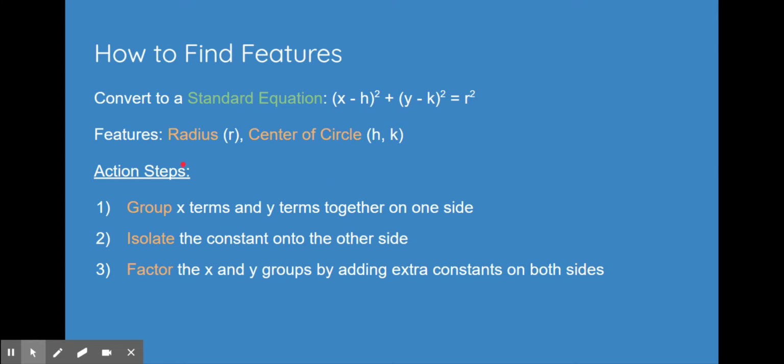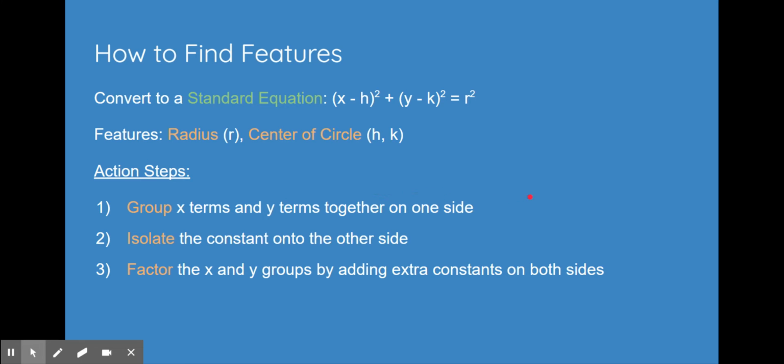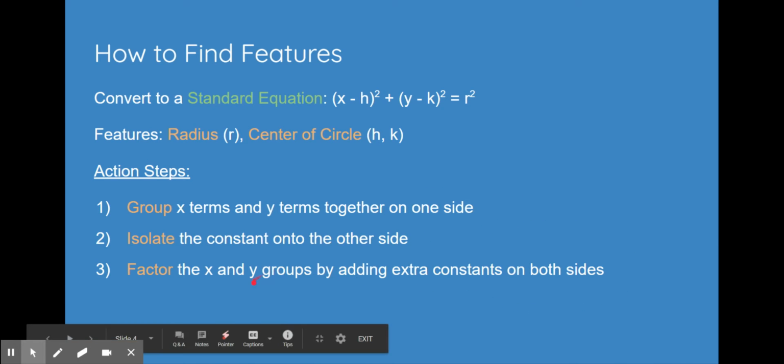So we would convert the expanded equation into the standard equation with these three steps: group, isolate, and factor. We'd group the x terms and y terms together on one side, then isolate the constant onto the other side, and finally factor the x and y groups by adding extra constants on both sides.